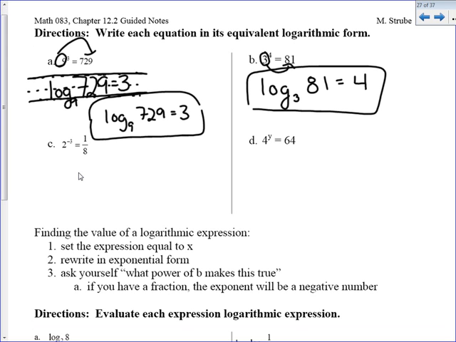And then C, what's the base of my log? 2. So the base of the exponential is the base of the log. Going over to the other side, that's the number I'm taking the log of, which is 1/8, equals the only number left, -3. And the way I usually check myself on these is after I write them, I think about going backwards. I say, okay, 2 to the -3rd equals 1/8. Because I think that way is easier. So for my check, I actually look at rewriting it as the exponential.